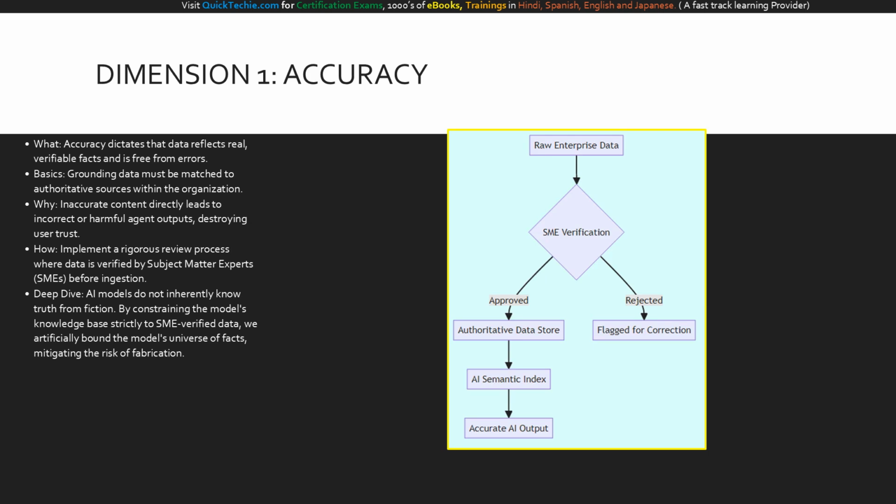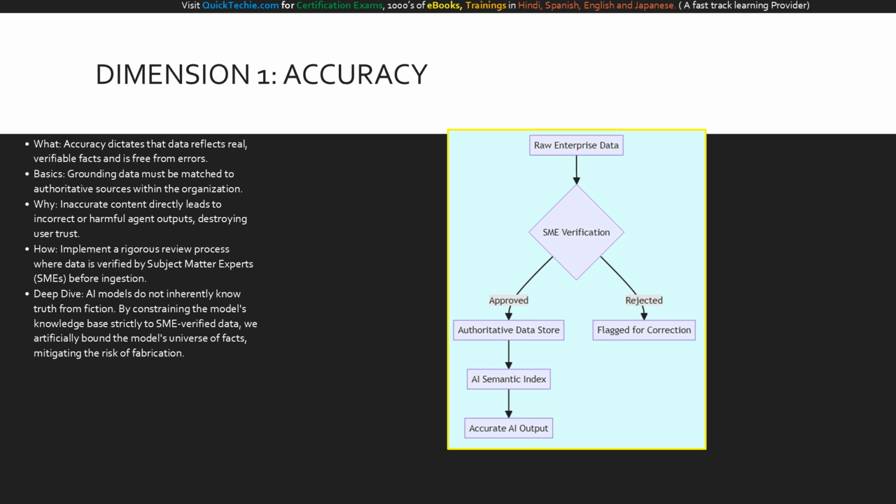Now let's explore our first key dimension: accuracy. What exactly do we mean by accuracy in the context of AI grounding? Accuracy means your data reflects real, verifiable facts. It is the absolute baseline for any business solution. Why is this critical? Because if you feed an AI inaccurate content, it will confidently generate incorrect or harmful outputs, leading to an immediate loss of trust from your users.